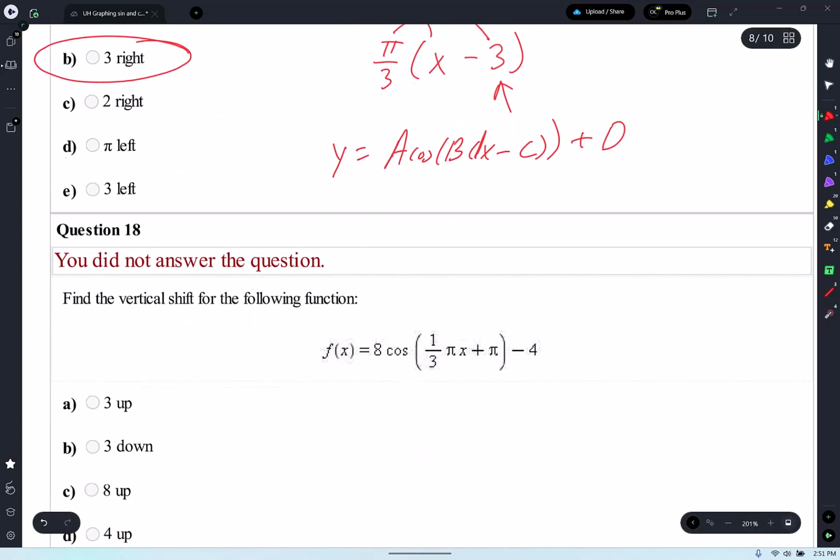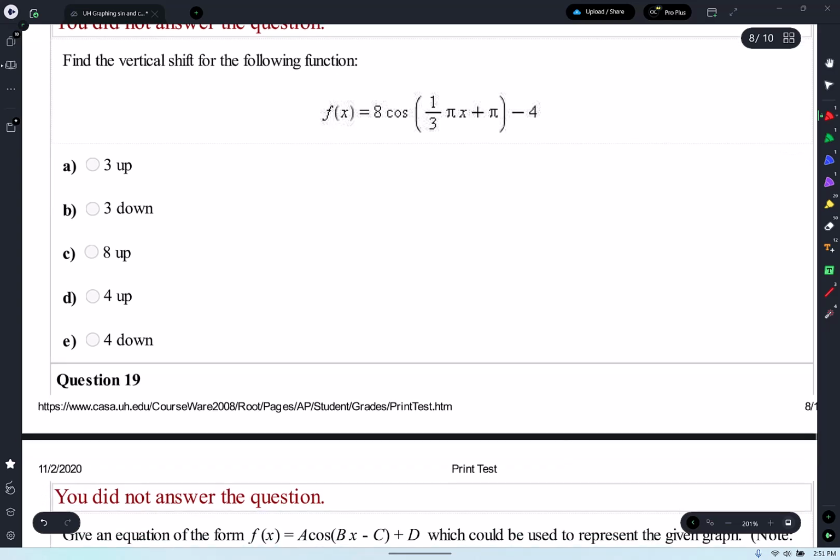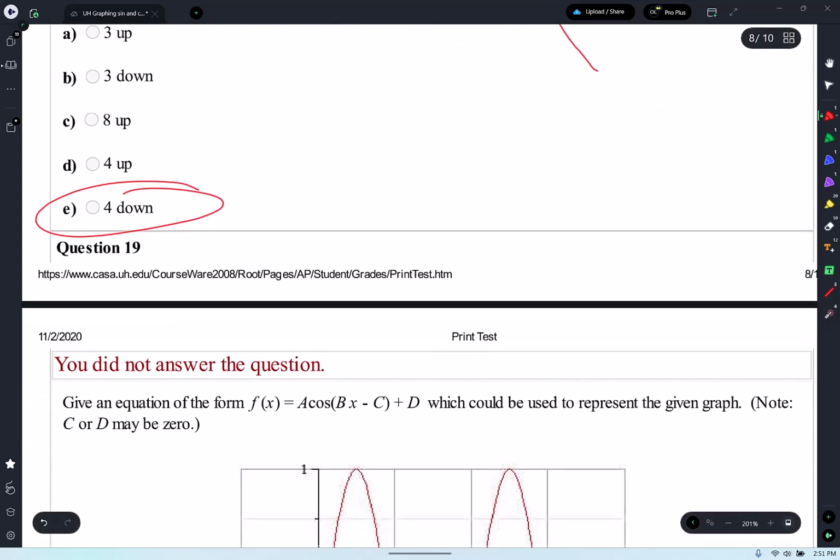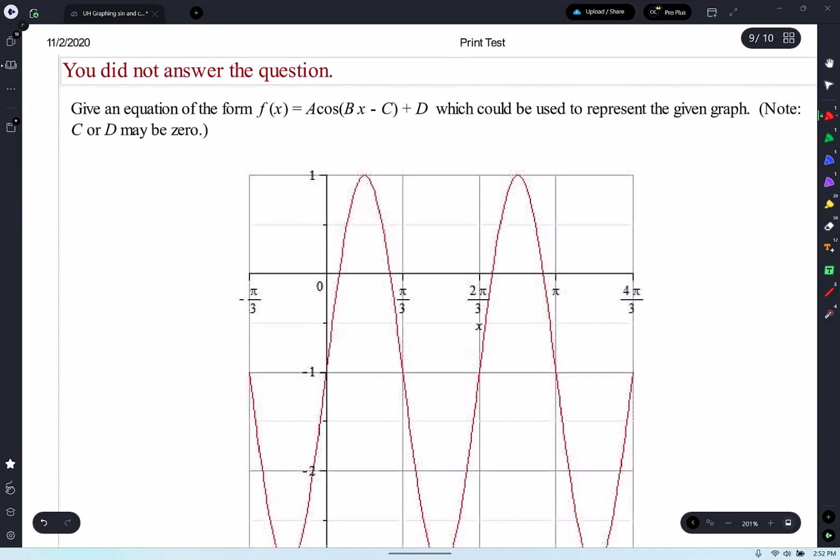All right. Find the vertical shift. That's simple. Vertical shift just means how many units it moves up or down. What was my vertical shift? 4 down. All right, see, look. See how they wrote it? A cosine B x minus C plus D. Different authors just write them differently.